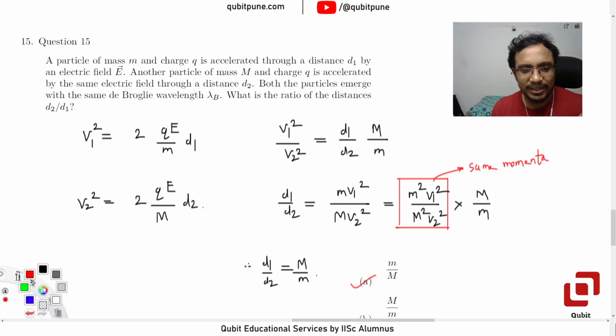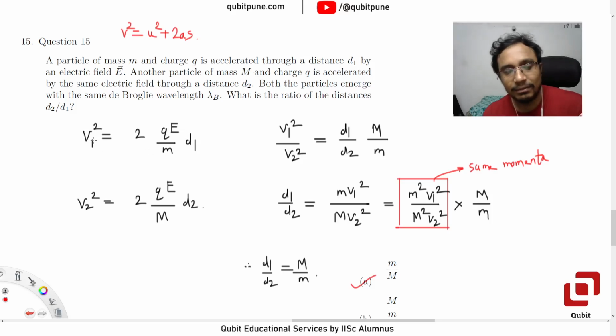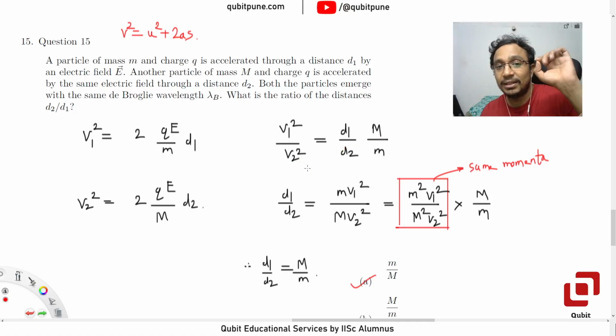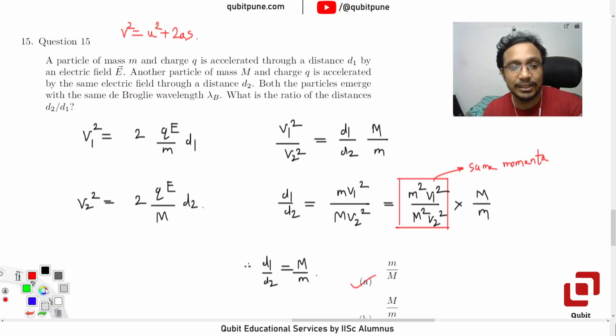अभी फिर से मैंने यही फॉर्मूला लगाया है, v squared is equal to u squared plus 2as, assuming initial speed to be 0. v1 squared is u squared is 0, 2 times acceleration times the displacement. v2 का भी सेम, फिर मैंने v1 by v2 ले लिया, तो q और E कैंसिल हो गए, बचे दो क्वांटिटीज, डिस्टेंसेस और मासेस. ओके, फिर मैंने d1 by d2 को एक तरफ लेके बाकी चीज़ों को एक साइड भेज दिया, तो स्मॉल m गया न्यूमरेटर में, कैपिटल M आया डिनोमिनेटर. कूल. अभी दी ब्रॉय वेवलेंथ्स सेम है, इसी का मतलब उनके मोमेंटा सेम.